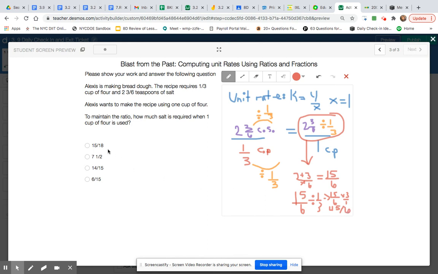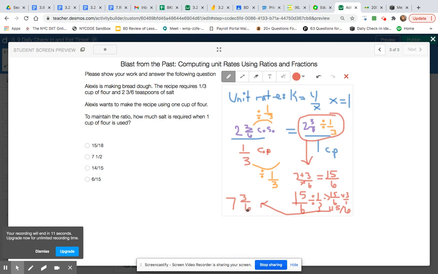But notice that none of the answer choices looks like that, right? So here, I would just change this back into a mixed number. So 6 goes into 45 7 times, and then I'm left with 3/6. So if you notice, the answer that's closest to this is 1/2, because if you do 3 divided by 6, that is also equal to 1/2. So your answer choice would be 7 and 1/2.